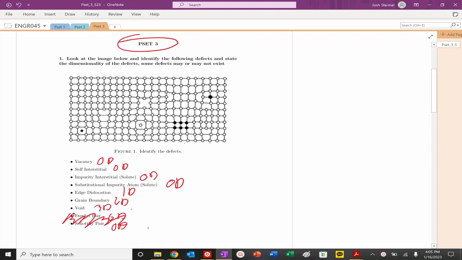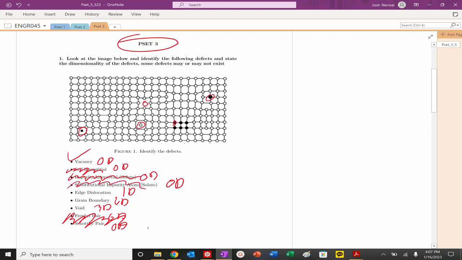So vacancy. There's a vacancy. Got it. What about a self-interstitial? A self-interstitial is an atom at a place where there should not be one, and it's its own atom, so self. Impurity interstitial. Where could that be? Right here. There we go. Substitutional. Here, here, here. And you see the lattice distortion as well.